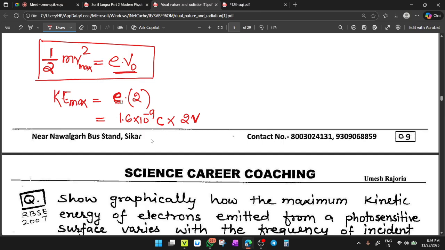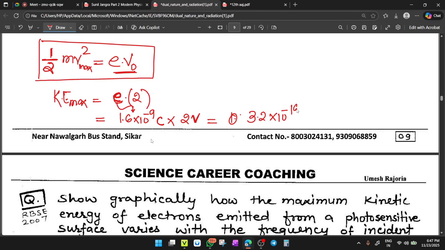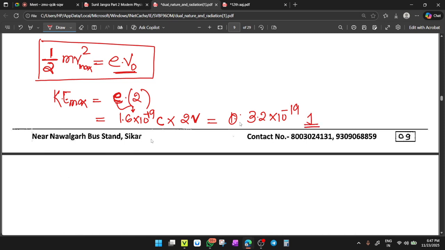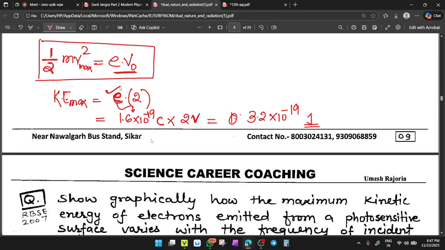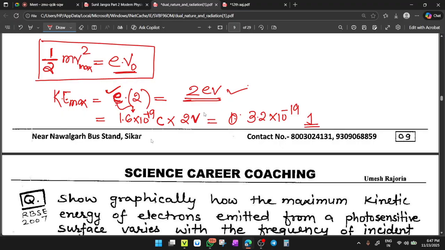If you put the value of the electron in the form of charge, then you will have your answer in the form of joule. So here the energy will be 1.6 times 2, which equals 3.2 into 10 power minus 19 joule. But if you take the electron charge as e, then your energy equals 2 electron volt. Clear? Yes, because the electron has been accelerated by a potential of 2 volt. So in the form of electron volt, your energy equals 2 electron volt. Clear?